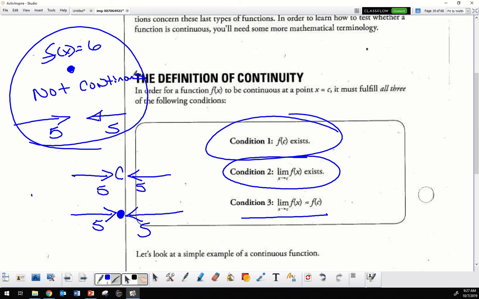So again, I talked about this as a roller coaster. If this is a roller coaster track, you have this goes to a number, this goes to a number, but right there at that point, there's a missing track. That track is like way up here. So, yeah, it's no good.